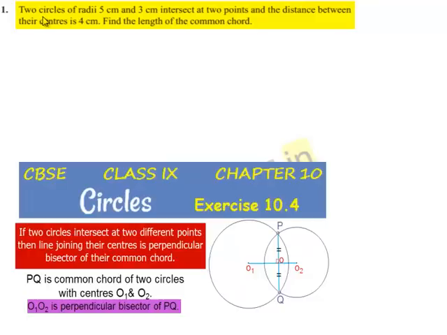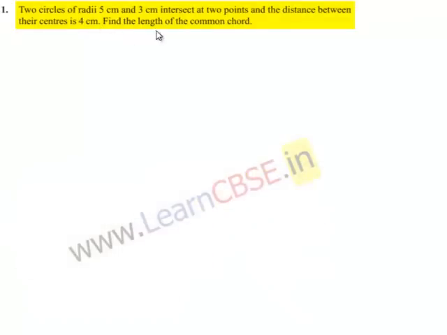Coming to question number 1. Two circles of radii 5 cm and 3 cm intersect at 2 points and the distance between their centers is 4 cm. Find the length of the common chord. Now moving on to the solution.